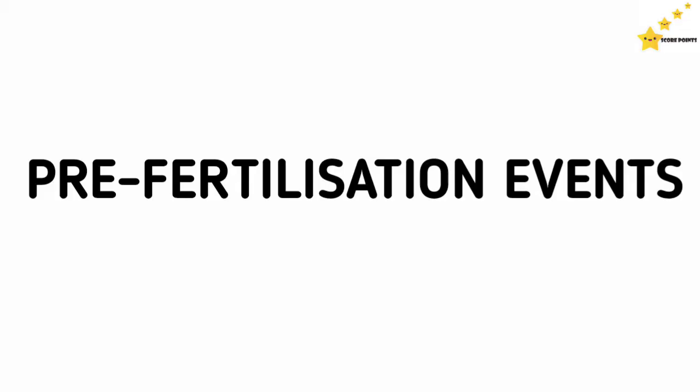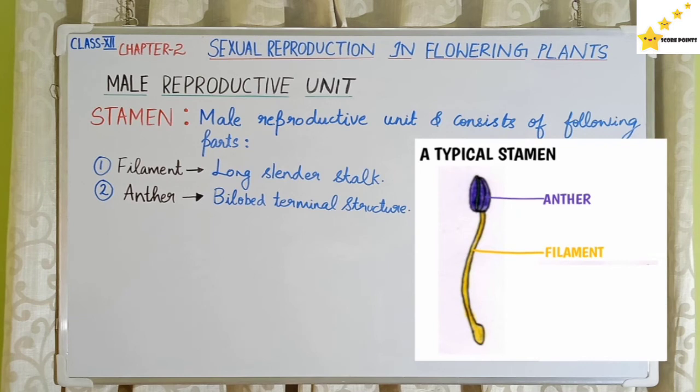Now we can learn the male reproductive unit of a flower, which is stamen. Stamen consists of following parts. 1. It's filament. Filament is a long slender stalk. You can see the diagram on the board. The second one is anther. Anther is generally bilobed, terminal structure.